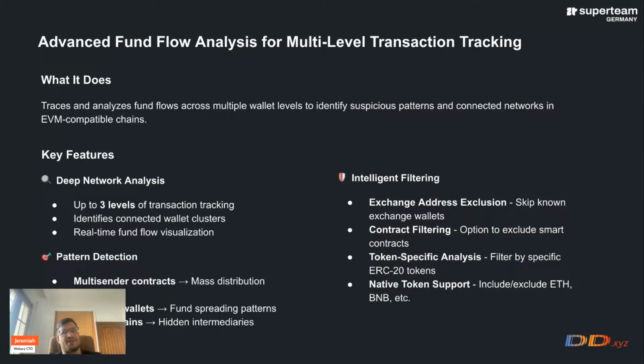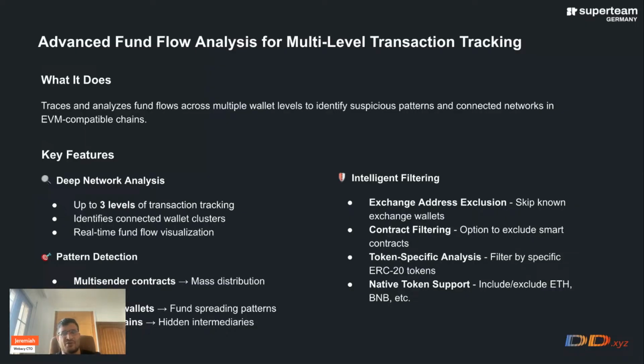Okay, and we have advanced fund flow analysis for multi-level transaction tracking. It traces and analyzes fund flows across multiple wallets to identify suspicious patterns and connected networks on EVM compatible chains. So up to 3 levels of transaction tracking. And we identify connected wallet clusters, which could be malicious wallet clusters coordinated with different actors.